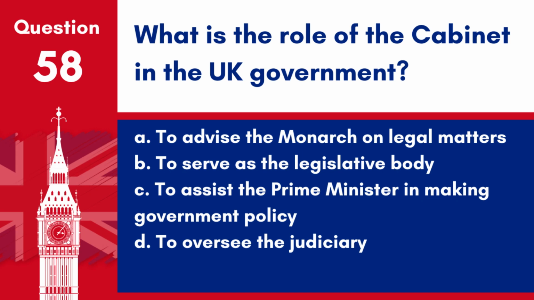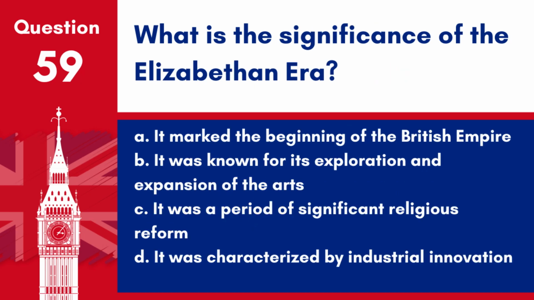Question 58. What is the role of the Cabinet in the UK government? A. To advise the monarch on legal matters. B. To serve as the legislative body. C. To assist the Prime Minister in making government policy. D. To oversee the judiciary. Answer C. To assist the Prime Minister in making government policy. The role of the Cabinet in the UK government is to assist the Prime Minister in making government policy and decisions.